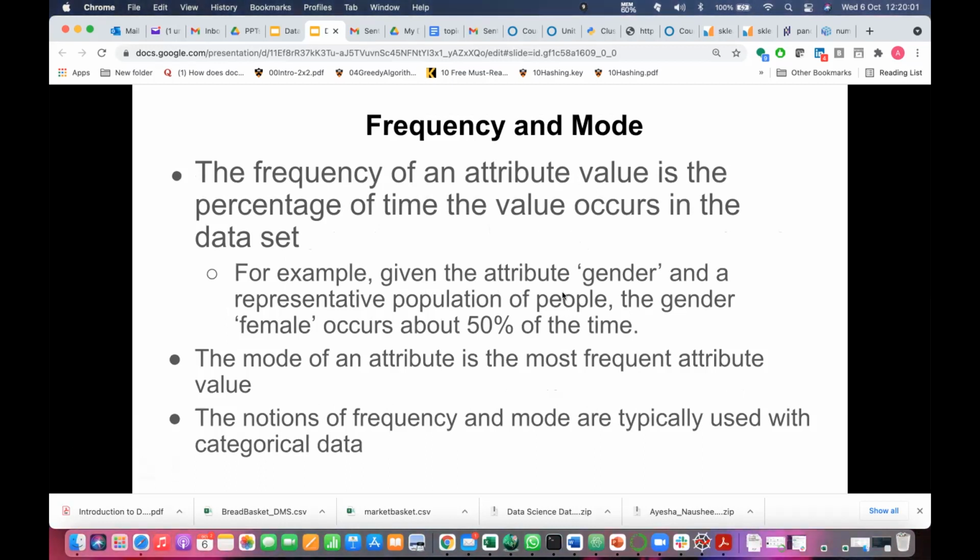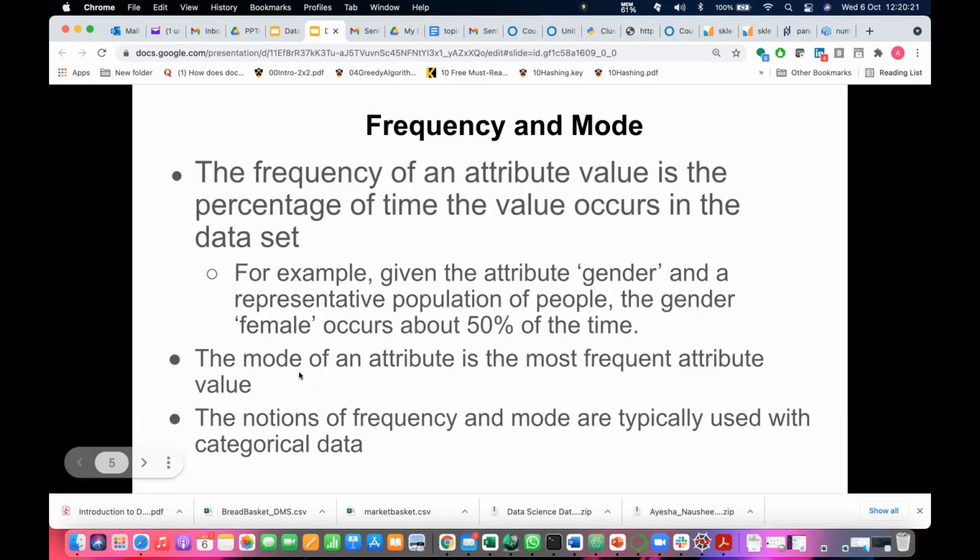The frequency of an attribute value is the percentage of time the value occurs in the data set. For example, given the attribute gender and a representative population of people, the gender female occurs about 50% of the time. So the frequency of male is 50%, and the frequency of female is 50% in any population, most of the time. The mode of an attribute is the most frequent attribute value.